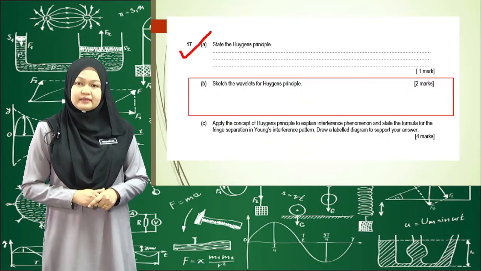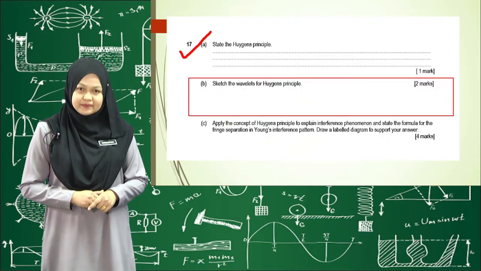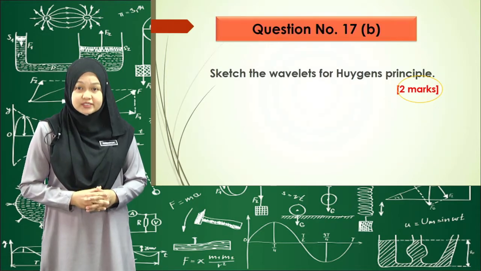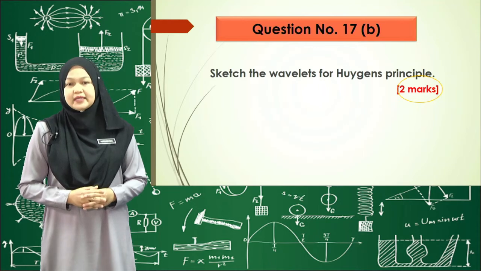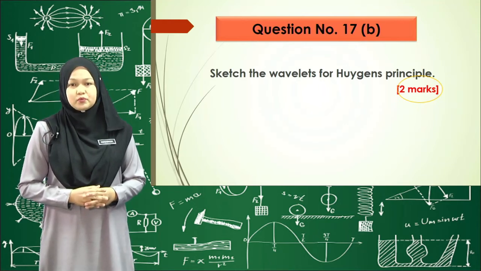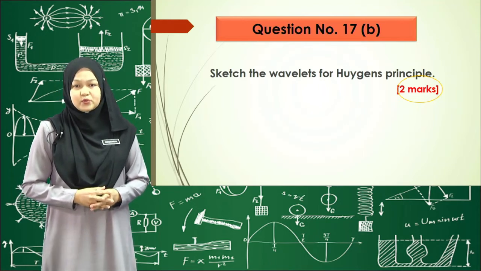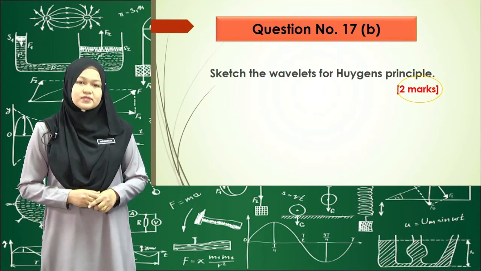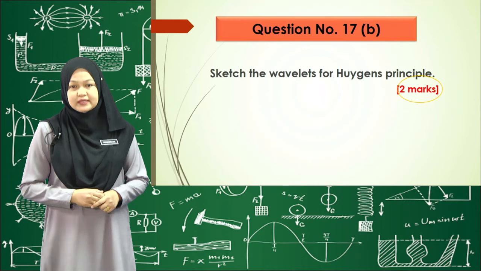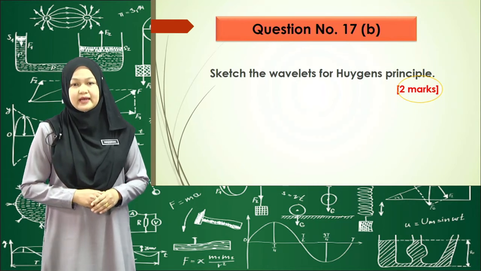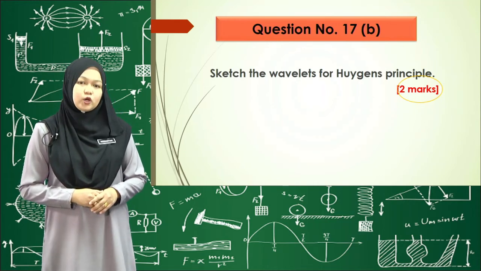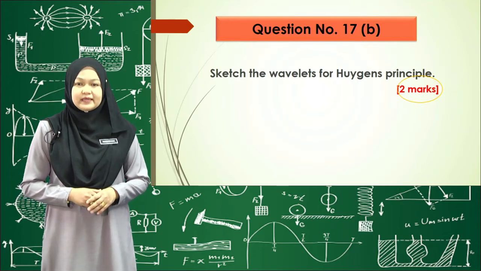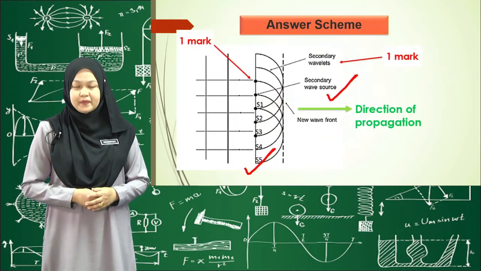We continue with question number 17b. Sketch the wavelet for Huygens principle. As students can see, 2 marks were allocated for this question. For every question that asks students to sketch, there are 2 important things that must be included in the answer. First, a complete diagram. Second, the label for each part in the diagram.